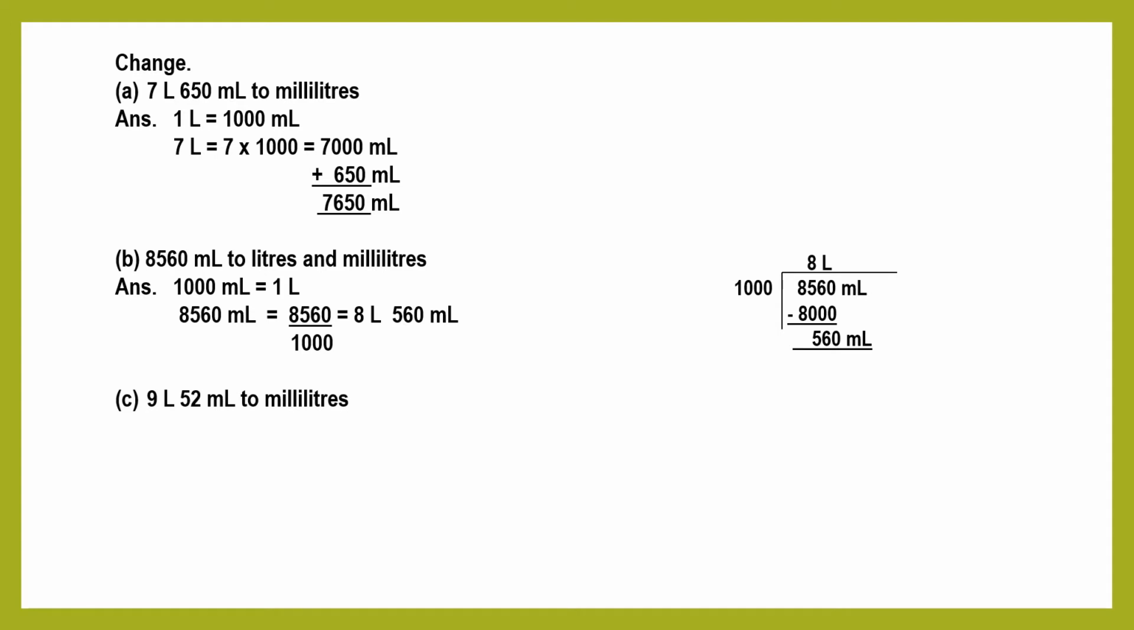Now see the C question, 9 liters 52 milliliters. This you have to change into milliliters. You have to go from a bigger unit to a smaller unit. You will do this question as you did the A part. Change 9 liters to milliliters first. So 9 multiplied by 1000 will be 9000 milliliters. And 52 is already in milliliters, so you will add it. So your answer will be 9052 milliliters.